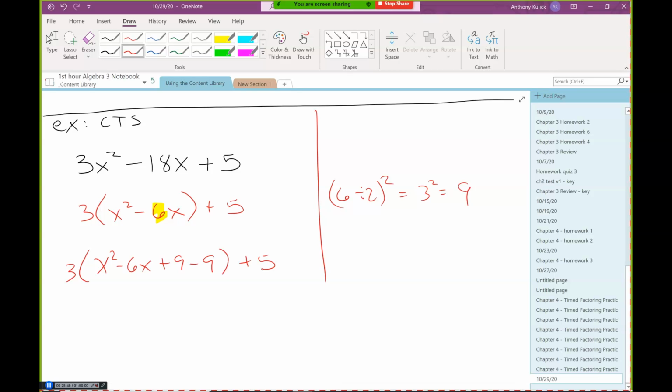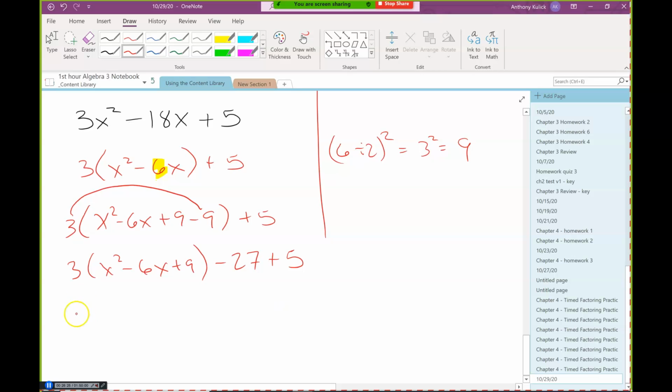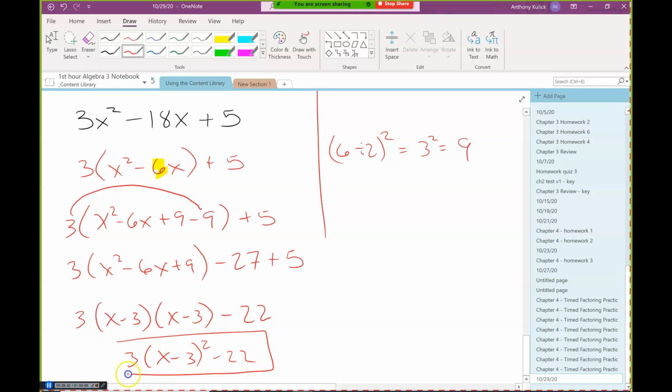So far, so good. Now, we need to kick that negative 9 out of the big parenthesis there. So we do that just by distributing the 3 to it. And now we're ready to factor. So two things that multiply to give me positive 9, but add to give me negative 6 are negative 3 and negative 3. And negative 27 plus 5 is negative 22. And x minus 3 times x minus 3 is just x minus 3 squared. And we're done. Everybody okay there?